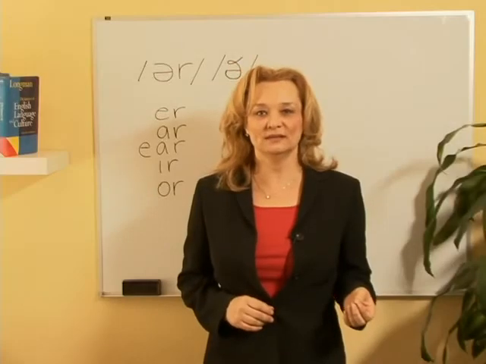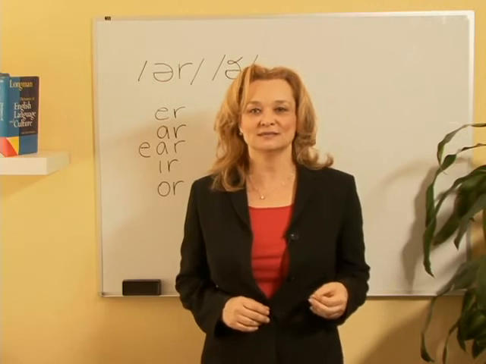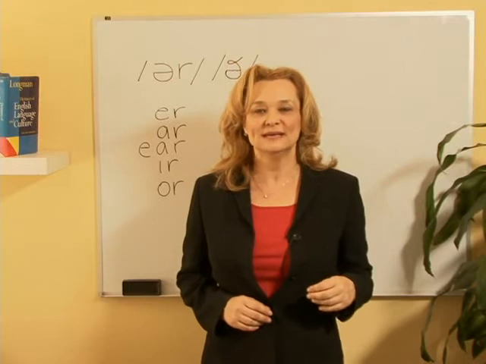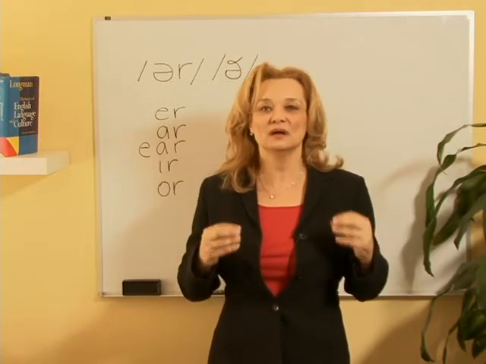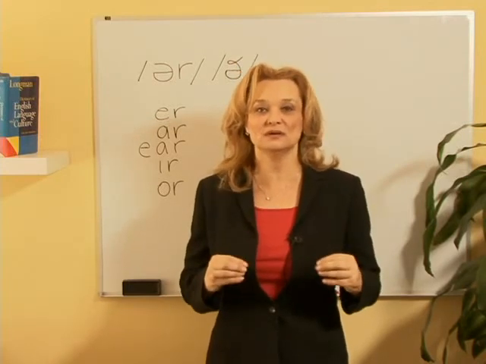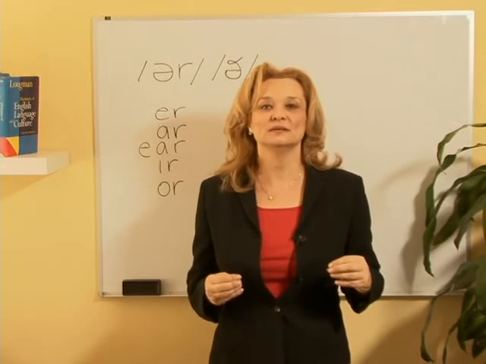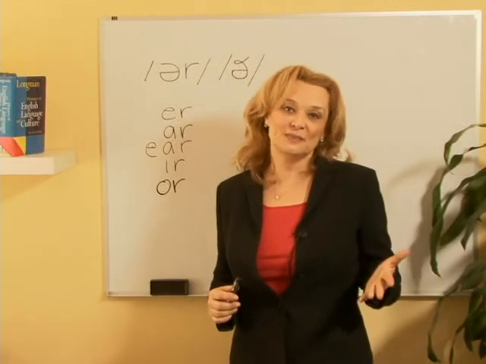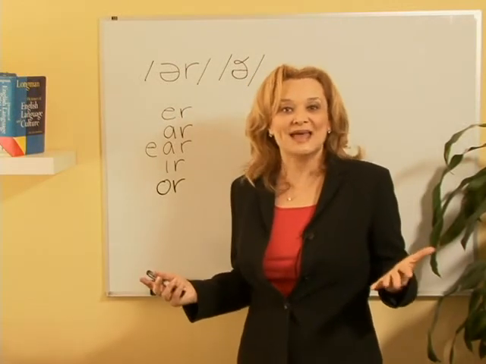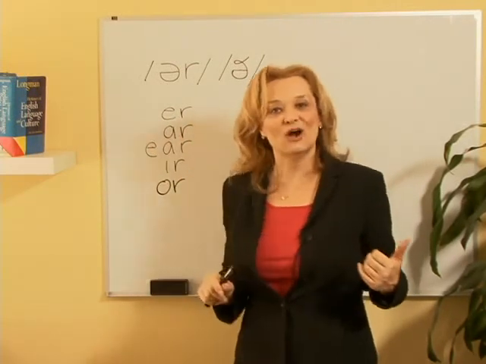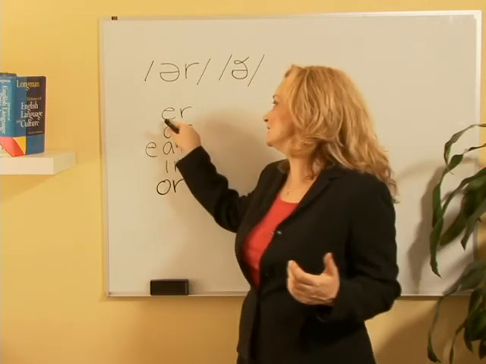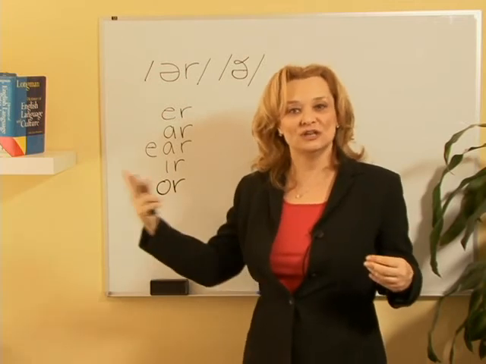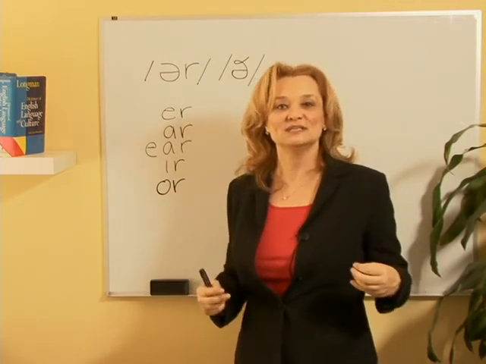Now we will look at the sound. Repeat after me. This sound is produced with the very short neutral sound, plus the R. The common spelling for this sound can be almost any vowel plus the R. Let's look. For example, ER, as in words like her, H-E-R. We don't say hair, we say her.